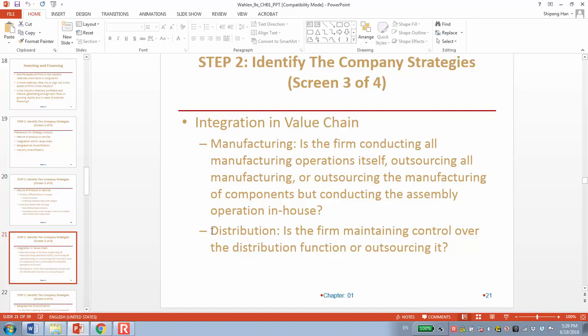This also applies to distribution. Some companies distribute themselves. Others outsource to other companies. Some companies produce, but for distribution they outsource to other businesses. Or some other businesses do both. So different companies adopt different strategies in this perspective because of their own advantages.